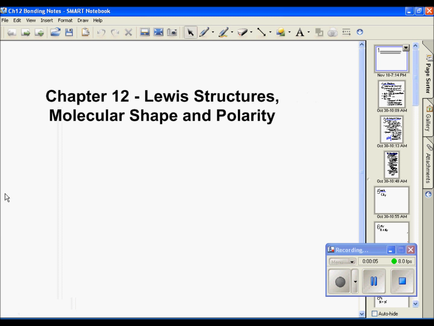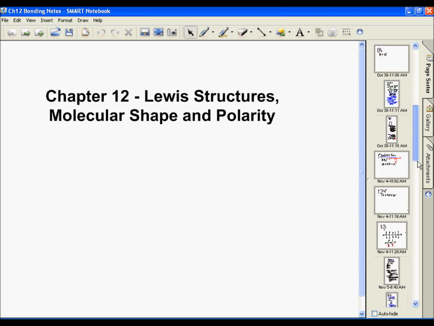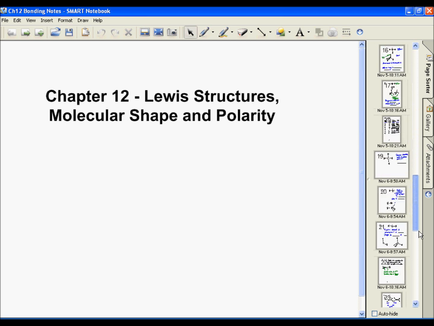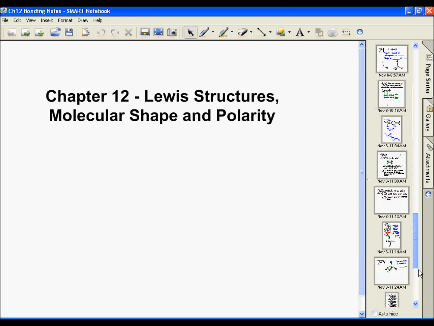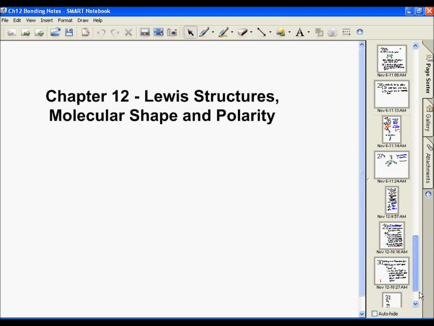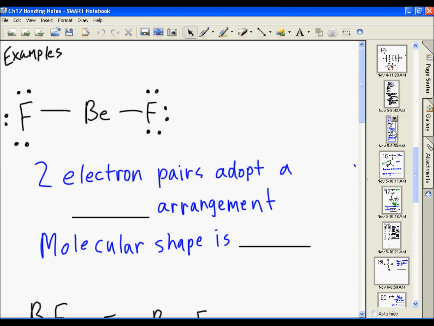This is a live recording, and in class today Scott is with us, and today's lesson is on Chapter 12, Part 2 on molecular shape. By this point you've already had the lesson on Lewis structures, so now we're going to continue and do molecular shape, which is based on VSEPR theory.